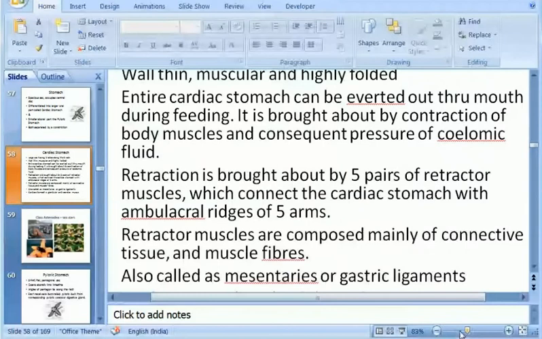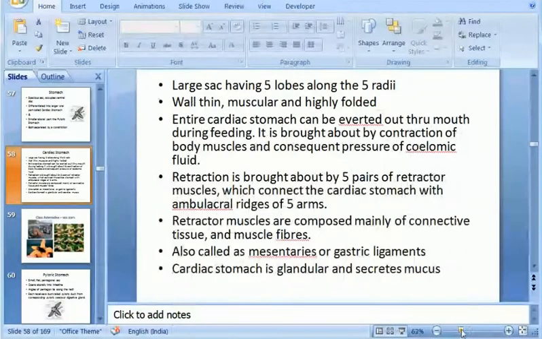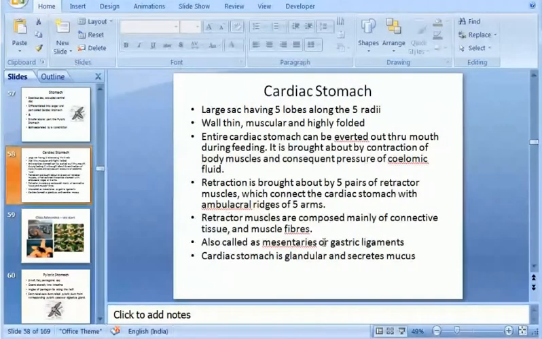Let's get back to this. These structures help in eversion, that is, contraction of body muscles and consequent pressure of the coelomic fluid cause the everting out of the cardiac stomach, and retraction is brought about by the contraction of these retractor muscles.